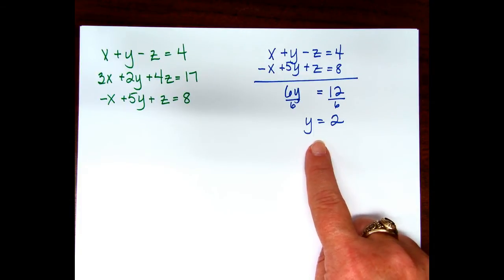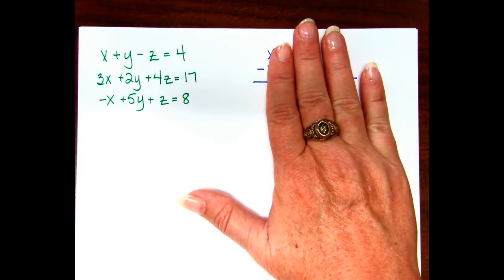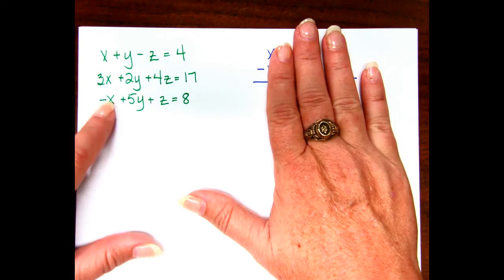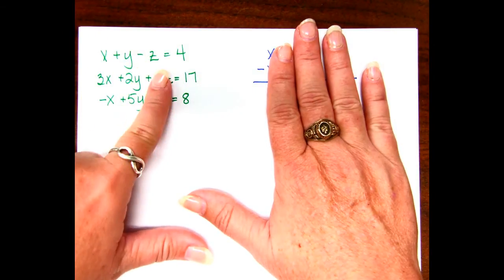Because here's what I could do. I could choose to ignore this and start over and come back to the original. I just tried to eliminate x. I ended up eliminating both. But what if now I tried to eliminate z's?